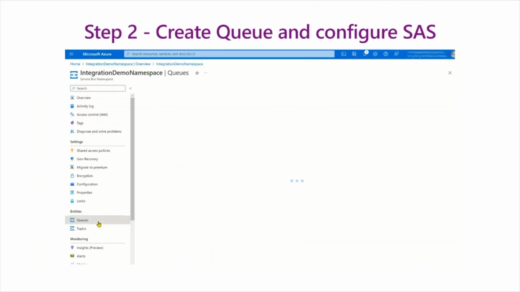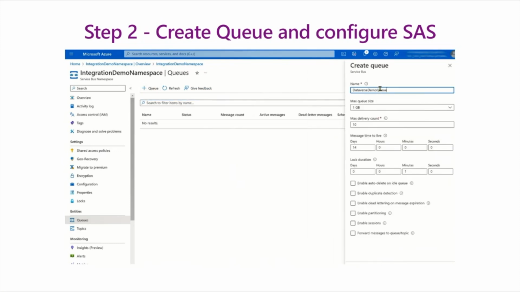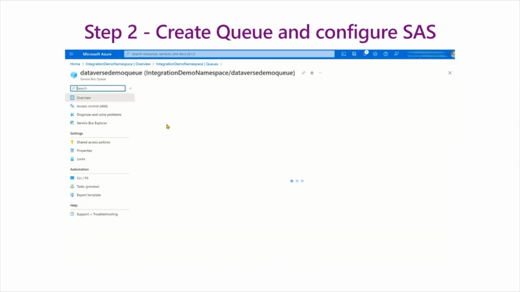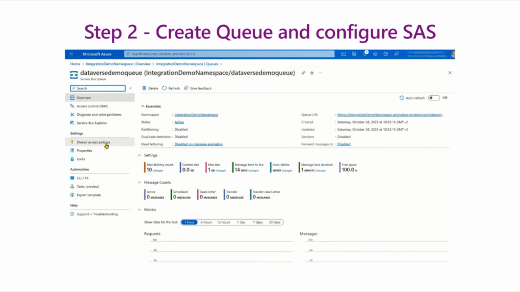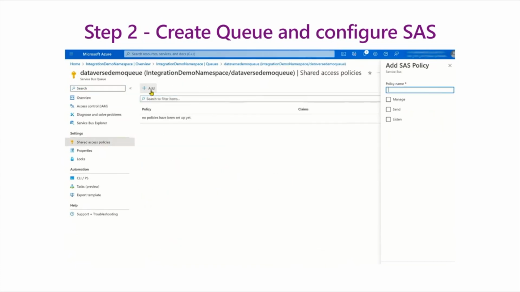On the Service Bus namespace page, select queues in the left navigation menu and the plus queue button. For this demo, I'm leaving the default settings, but like mentioned earlier by Michele, consider if for your queue you need custom values for configuration such as time to live, duplicate detection, maximum number of delivery attempts, log duration, and more. Next, for authorization, I am adding a shared access signature policy.